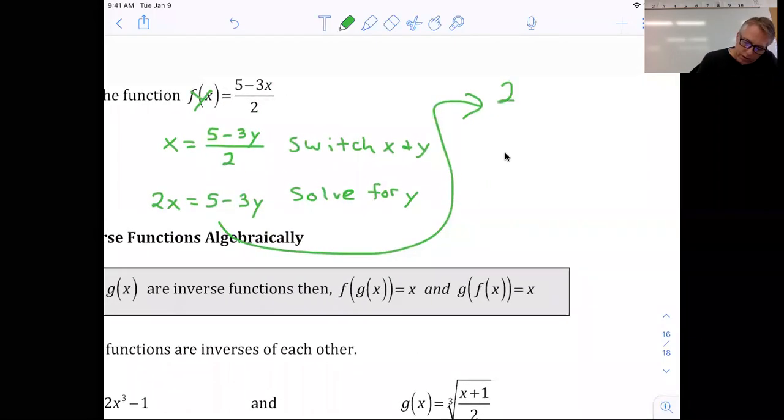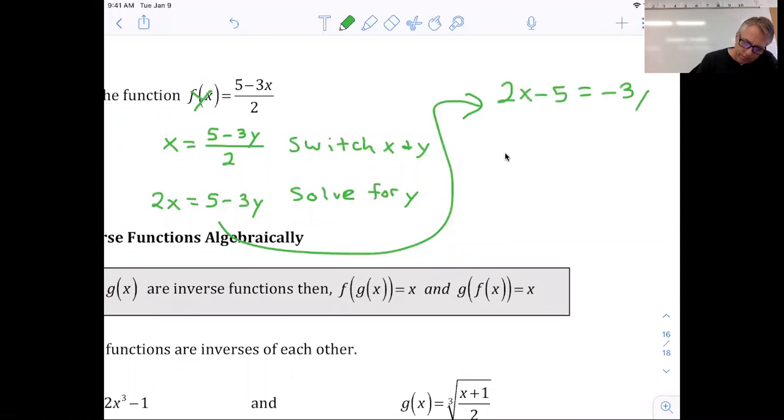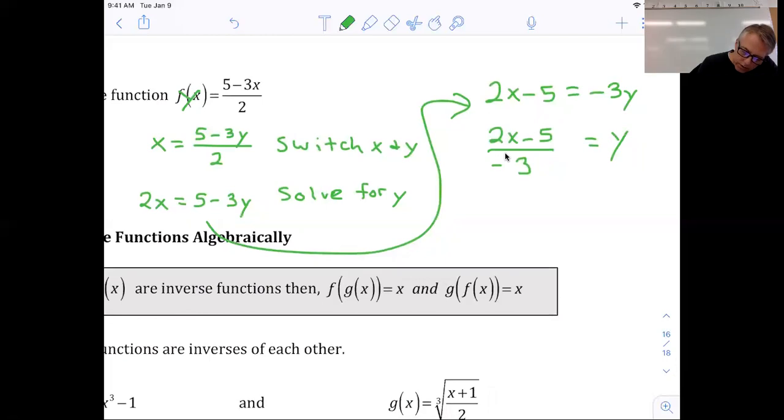Subtracting the 5 over, I have 2x minus 5 is equal to -3y. And then dividing by -3, I have 2x minus 5 all over -3. That is our inverse. So we switched the x's and y's and solved it for y. Now the proper way to denote that would be, we would say the f inverse of x is -2x minus 5 over -3.